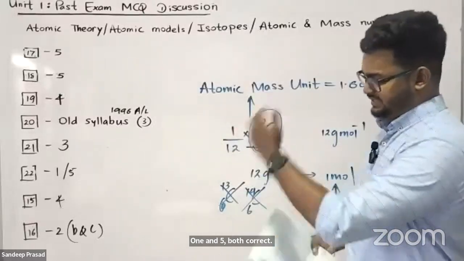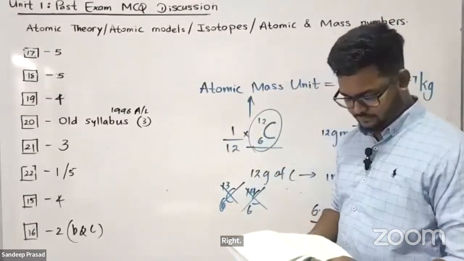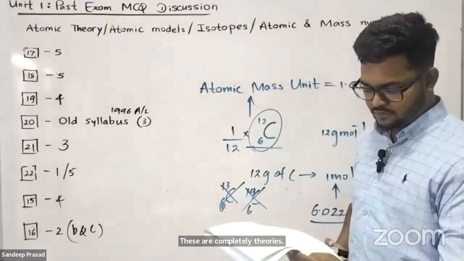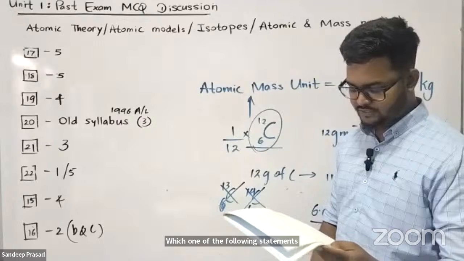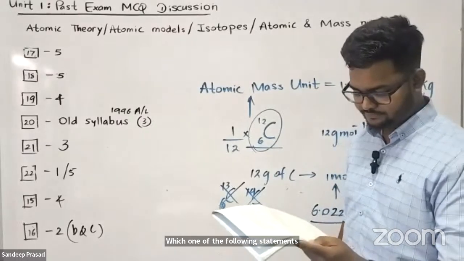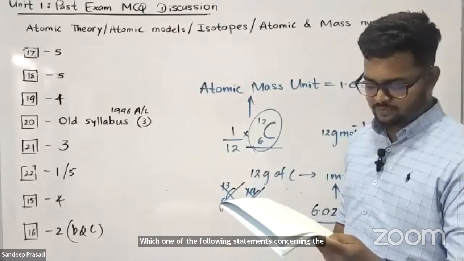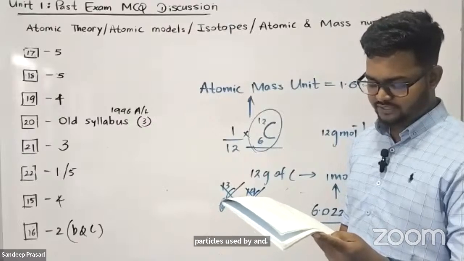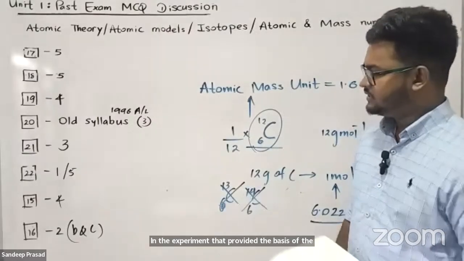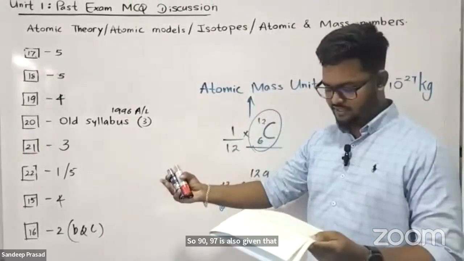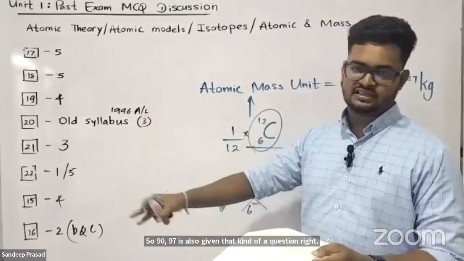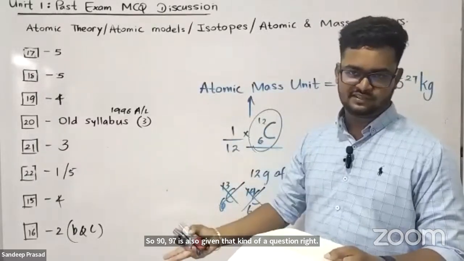These are completely direct theories. Question number 23. Which one of the following statements concerning the particles used by Geiger and Marsden in the experiment that provided the basis of the nuclear model of the atom is more appropriate? So 1997 also had that kind of question, right? And again in 1998, they're asking the same question in a different way.